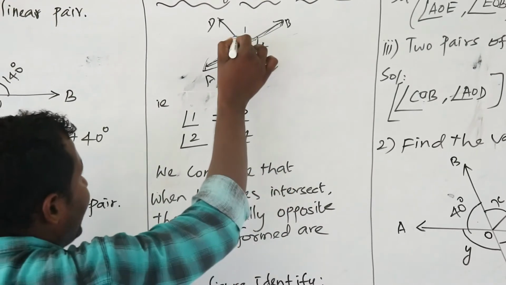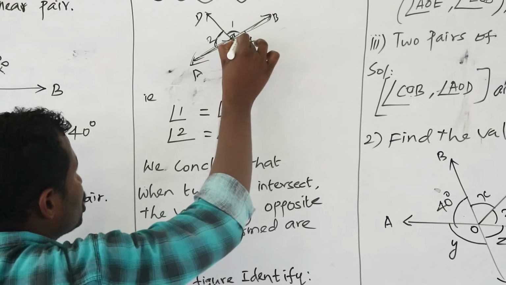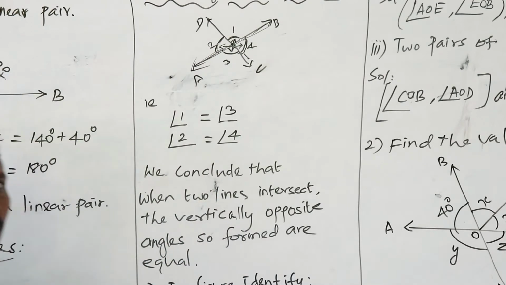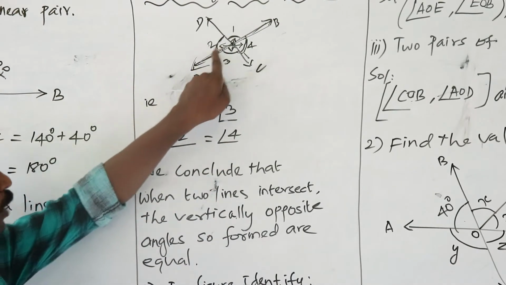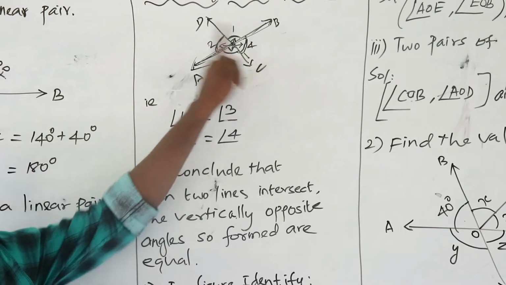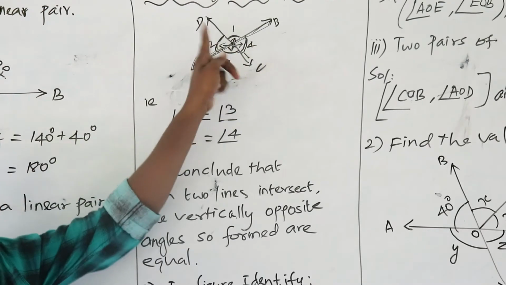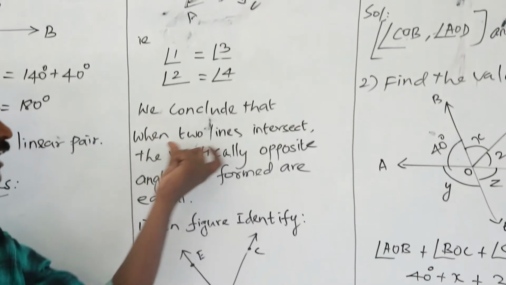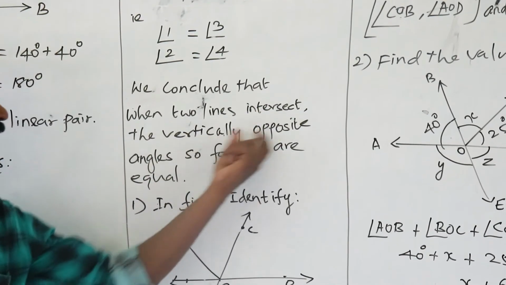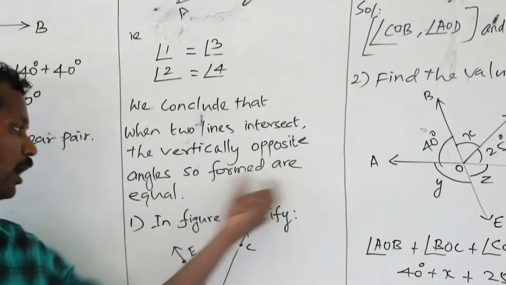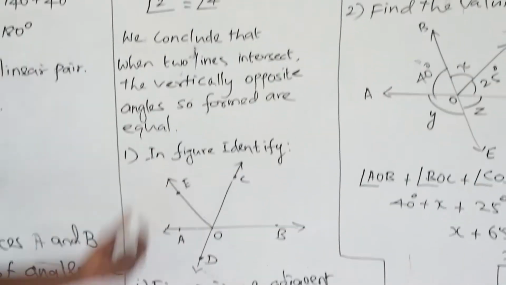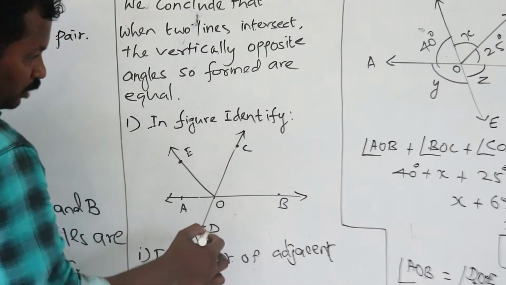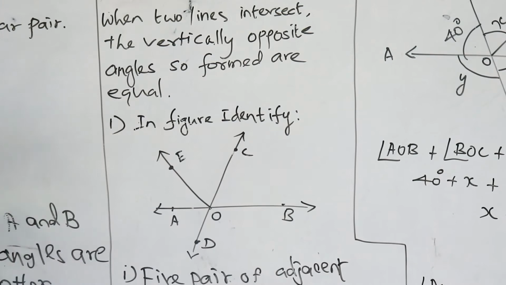Next, angle 2 is opposite to angle 4, and angle 4 is opposite to angle 2. So angles 2 and 4 are vertically opposite angles, and these two angles are equal. So we conclude that when two lines intersect, the vertically opposite angles so formed are equal. See this figure. AB is one line, CD is another line, and OE is another line.